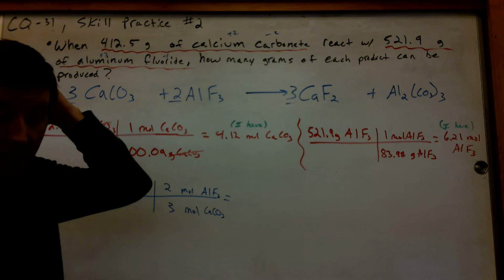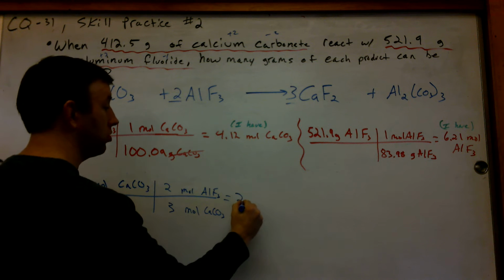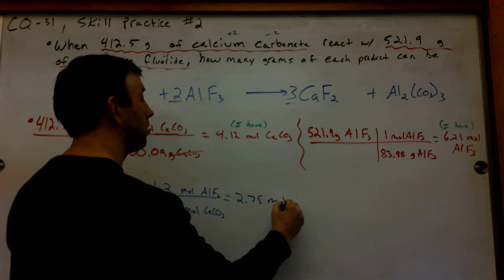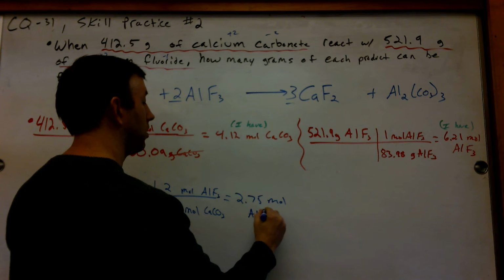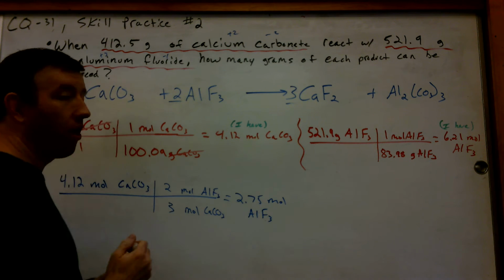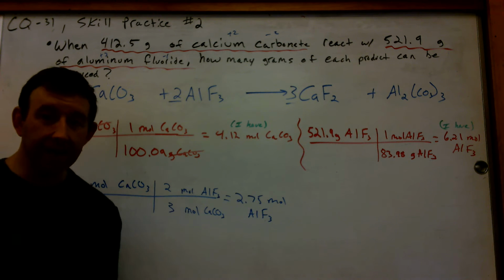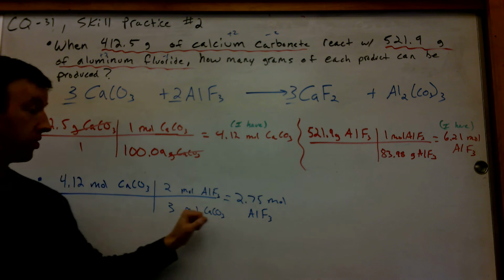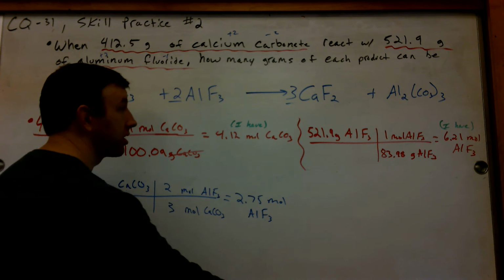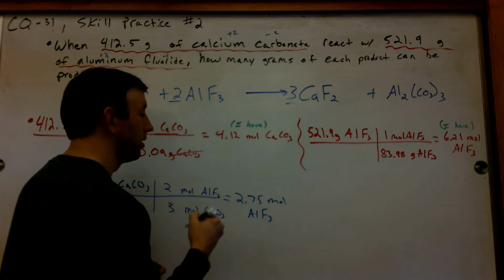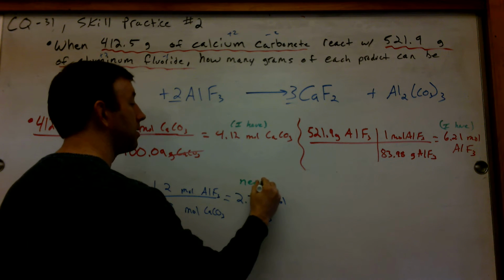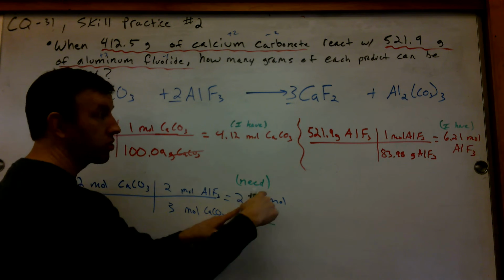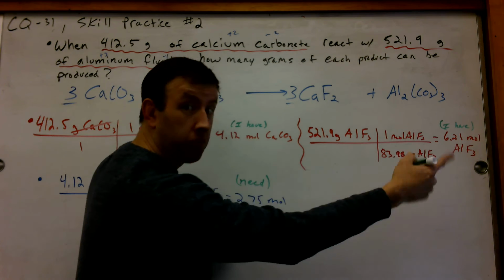So when I do that, I should get 2.75 moles of aluminum fluoride. That is telling me, like I just said, the amount of aluminum fluoride required to use up all of this. So you can kind of picture this. These are what I actually have. This is what I need. All right, so this is aluminum fluoride. So I need to compare this number to the amount of aluminum fluoride that I have.